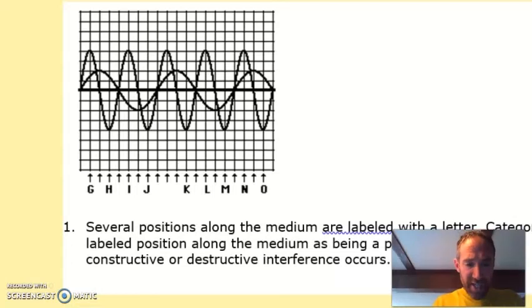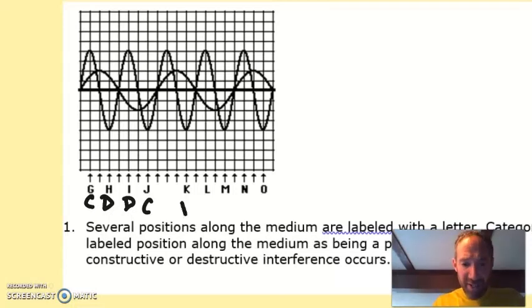So at G, I can see two positives, so that's constructive. At H, I can see a positive and a negative, so that's destructive. At I, I can see a positive and a negative, so that's destructive. At J, I have a negative and a negative. A lot of people get this one wrong, but this one's constructive. They're moving the medium in the same direction.